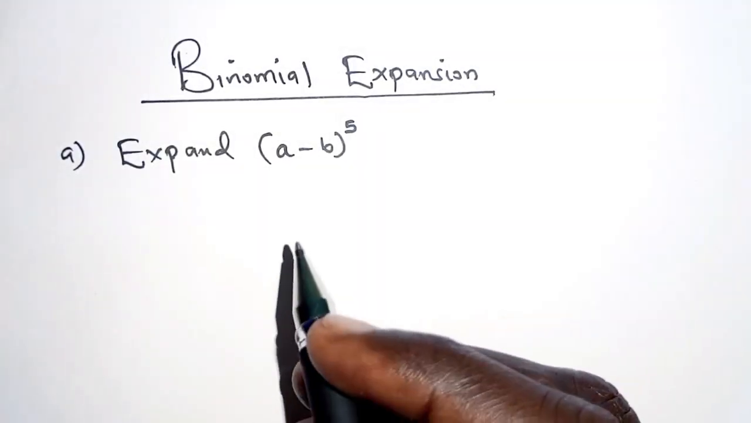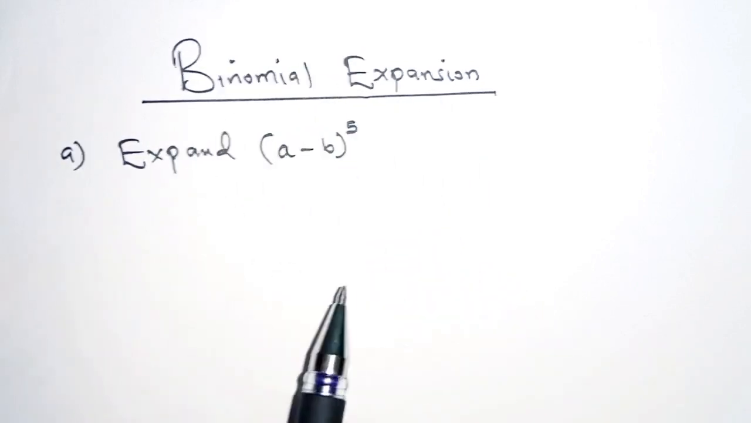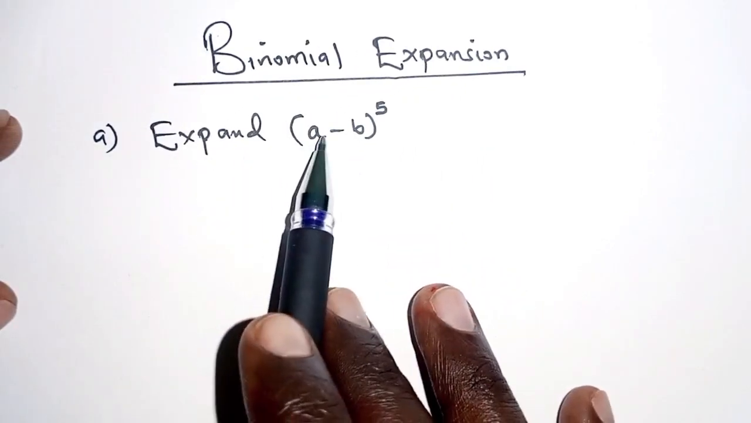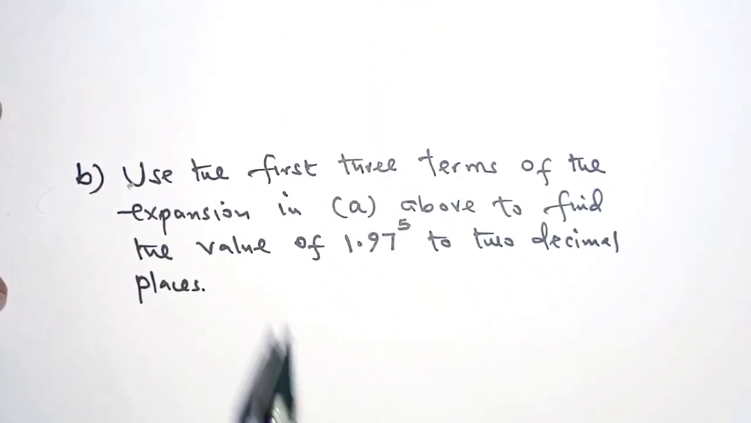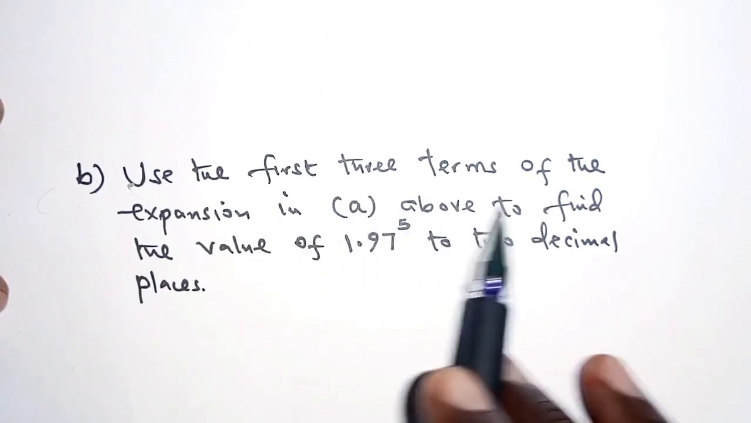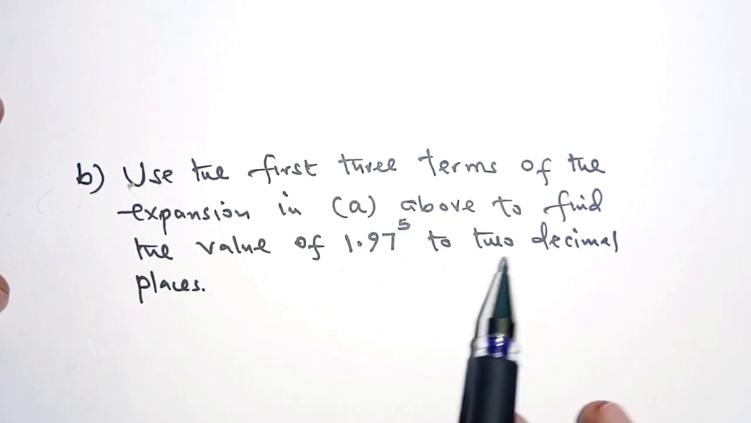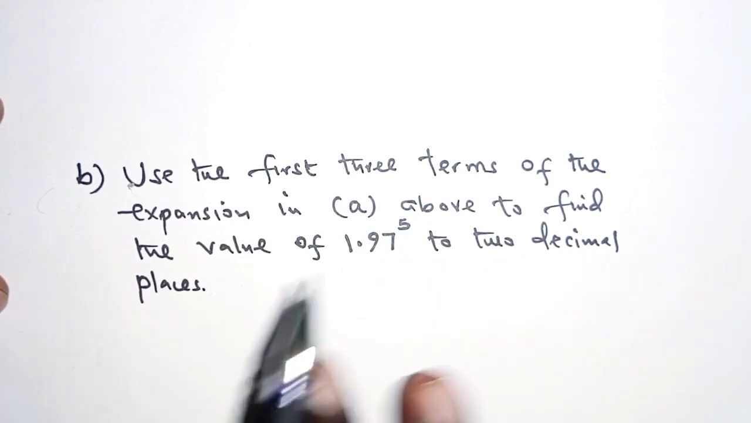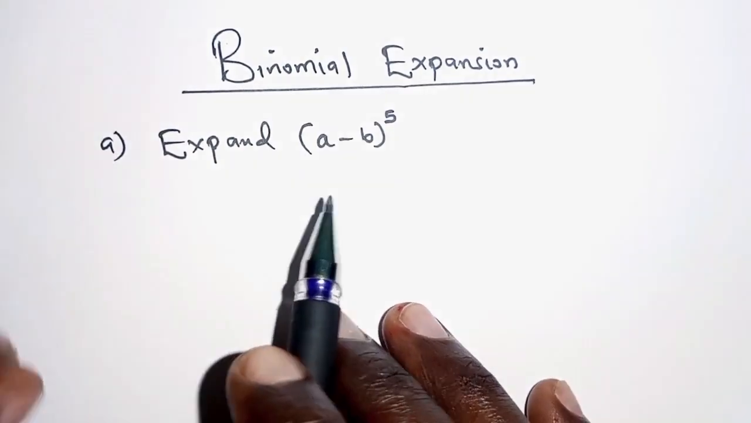Hello everyone. Today's discussion is about binomial expansion. Part A: expand (a − b)^5. Part B: use the first three terms of the expansion in A above to find the value of 1.97^5 to 2 decimal places. So for the first part, we are going to expand.